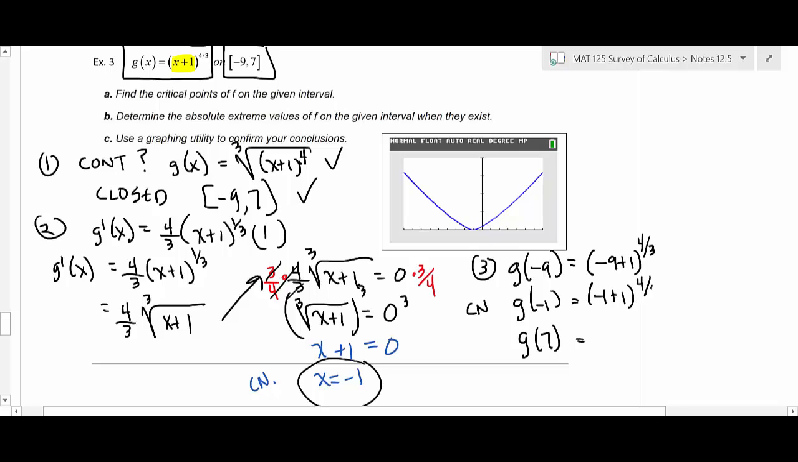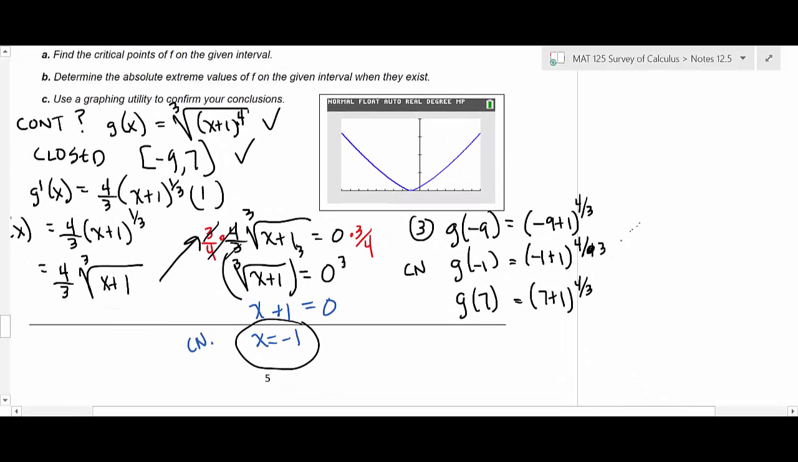And then I'm going to do -1 plus 1 to the 4/3, and then 7 plus 1 to the 4/3. Okay, like that. Okay, let me show you how you do this without a calculator. So here's what you do.